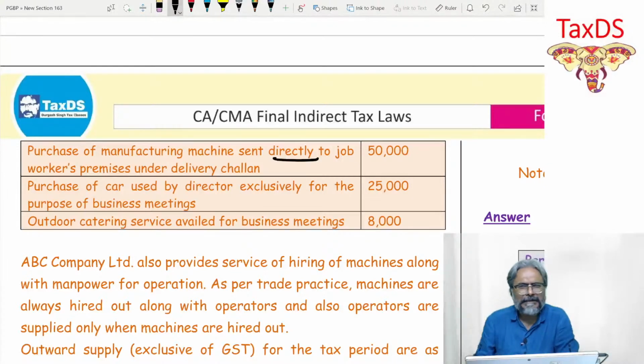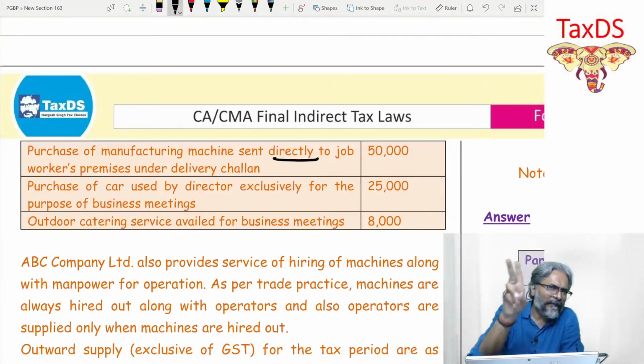To the job worker premises. Now, as the provision says, if the goods are directly sent to the job worker premises under a delivery challan, then it is deemed to have been received. By whom? By the recipient.